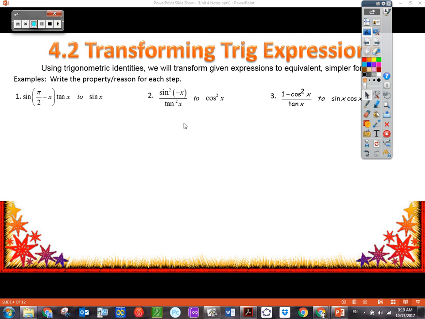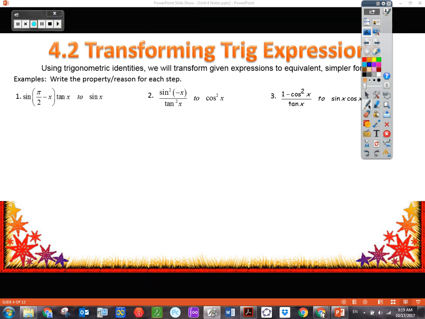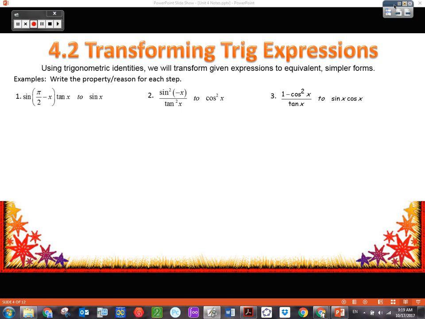Okay guys, let's take a look at today's lesson. What we're going to be doing today is one step closer to proofs. We simplified trig expressions in the last lesson. Today what we're going to be doing is transforming them. We actually have a goal. We have a place that we want to go. We're going to take this portion, this trig expression, and we're going to turn it into this.